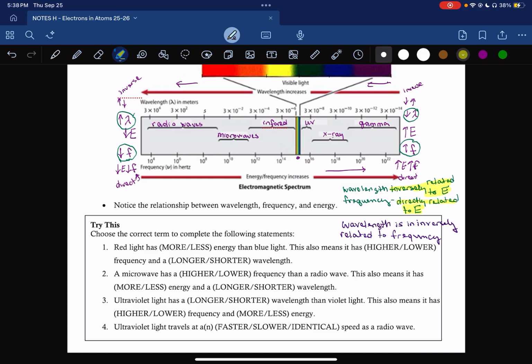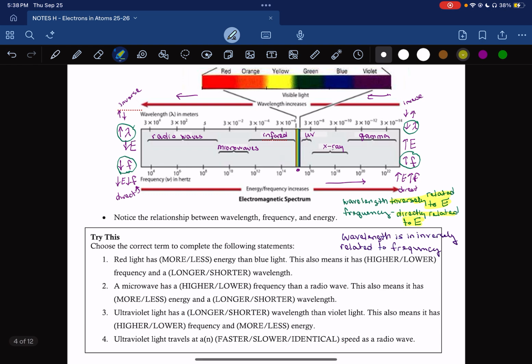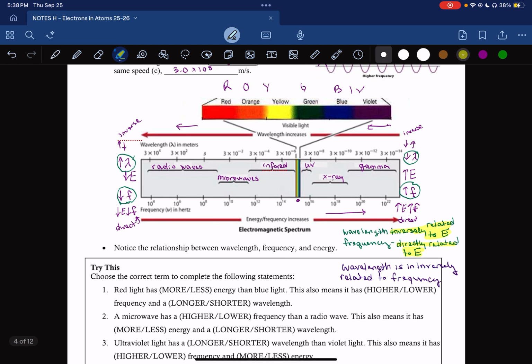It says red light. It's asking, does red light have more or less energy than blue light? Well, we know red light is up here on our visible light spectrum, and it's more toward the less energy side. So it's going to have less energy when compared to blue light. This also means that it's going to have a lower frequency and a longer wavelength compared to the blue light.